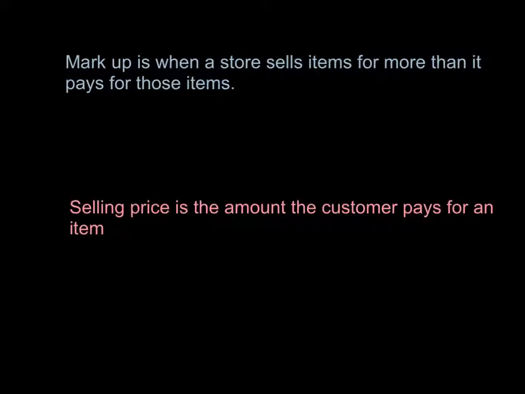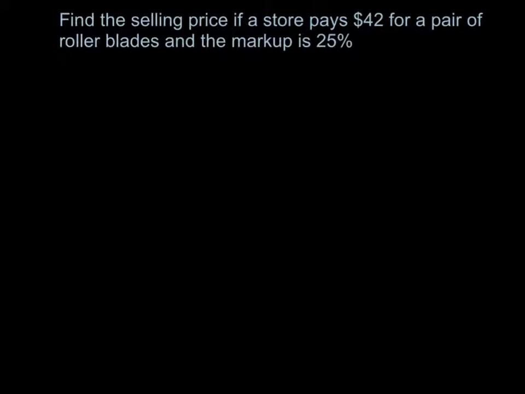So a markup is when a store sells items for more than it pays for those items, and then the selling price is the amount the customer pays for an item. So the selling price is what you pay. The markup is how much the store charged you over what they paid. So let's look at an example. It says, find the selling price if a store pays $42 for a pair of rollerblades and the markup is 25%. So there's two ways that we can do this.